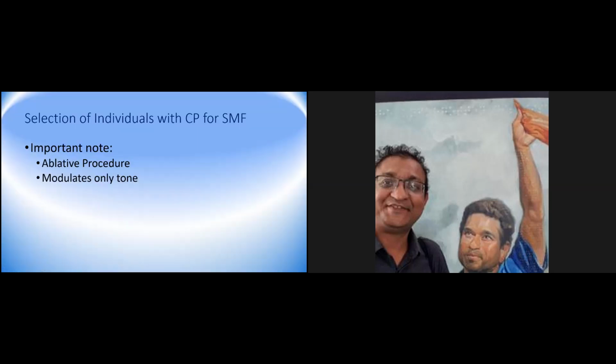Before we go for the neurosurgical procedure, in the selection of individuals with cerebral palsy for SMF, there are two very important notes. One to be remembered is that it is an ablative procedure, no return. Done cannot be undone. And next, it modulates only tone. It does not do anything with the control de novo. It cannot increase or improve the control or the balance. Yes, it can unmask, with the relief of the spasticity or dystonia.